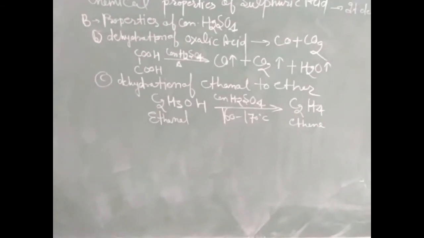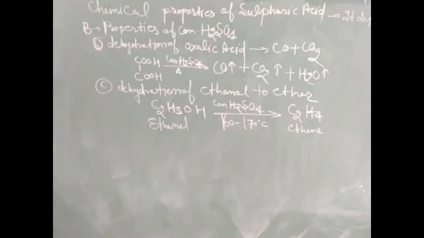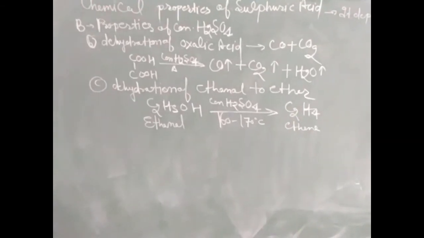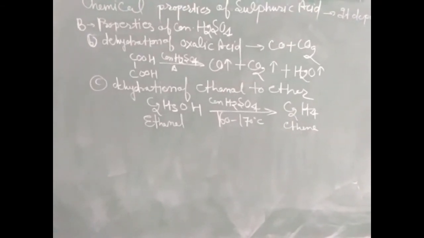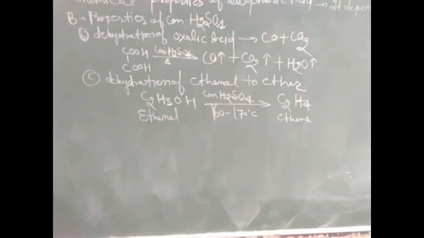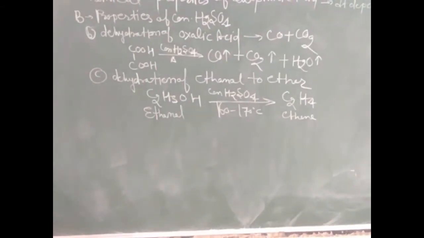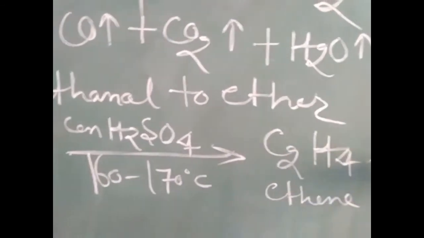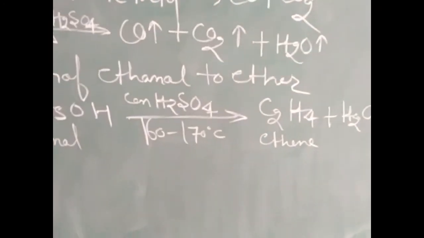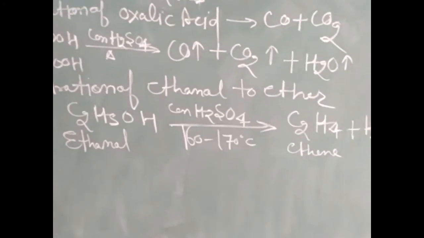Dehydration of ethanol is also an example of dehydration with the help of sulfuric acid. We can watch here ethanol in the presence of concentrated sulfuric acid at a temperature of 160 to 170 degrees Celsius forms ethene. That is the product, meaning water molecules are removed here too. In your book it is not represented, but if you want to show it, you can write H2O here to represent this reaction correctly. Okay, now we can watch the next reaction.